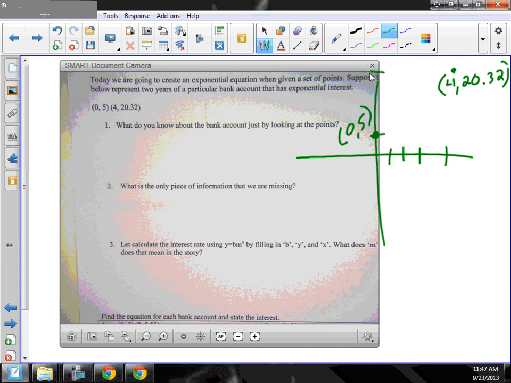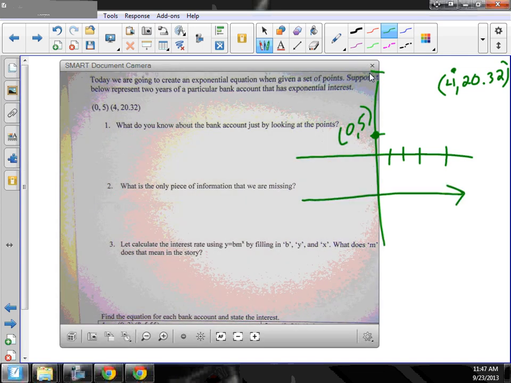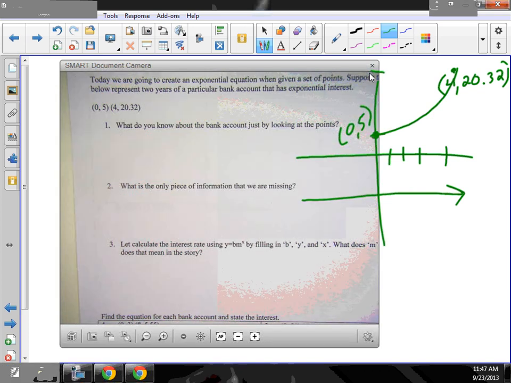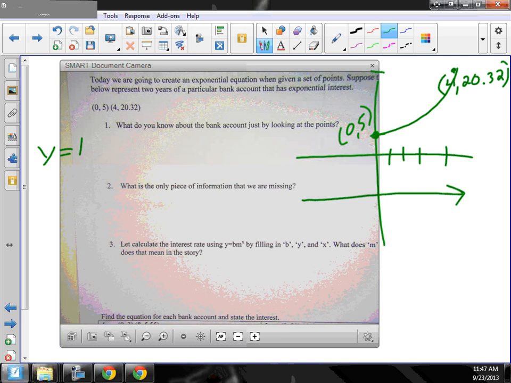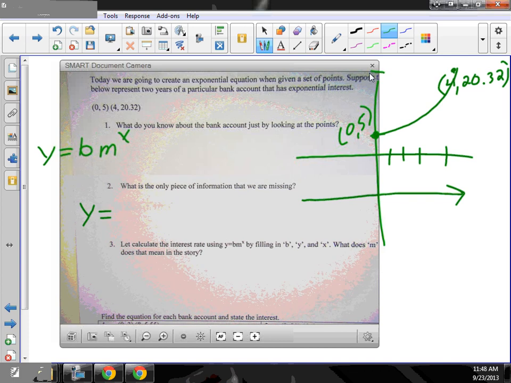Well, it's obvious, as time travels, so as my x values get bigger, that my $5 today is going to grow into $20.32 in the future. So number one, we know that this graph is increasing. And if you think back to an exponential equation, that's y equals b times m to the x. So we already know that today there are $5, and those $5 are increasing. So the equation is going to be y equals 5 times some m value to the x.